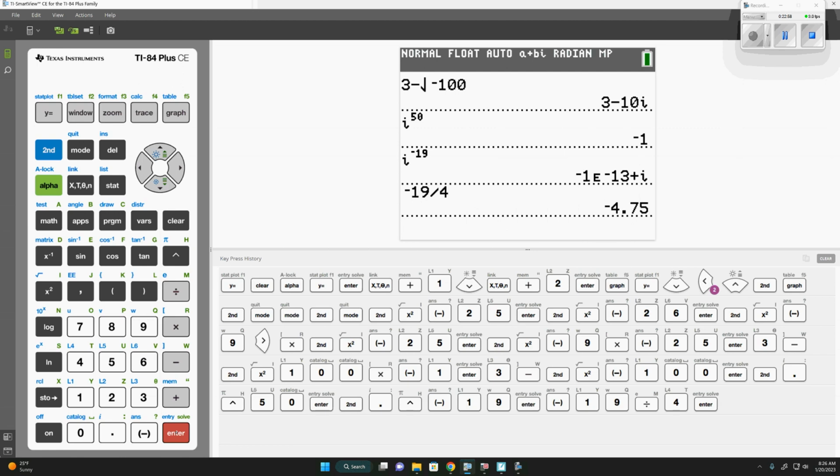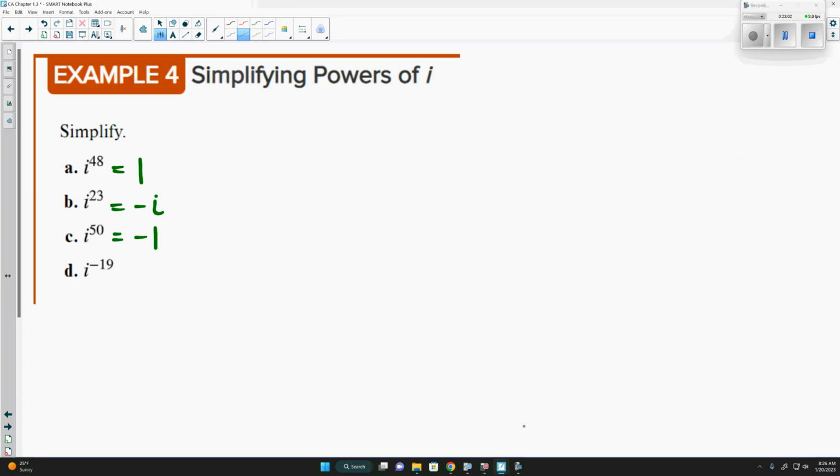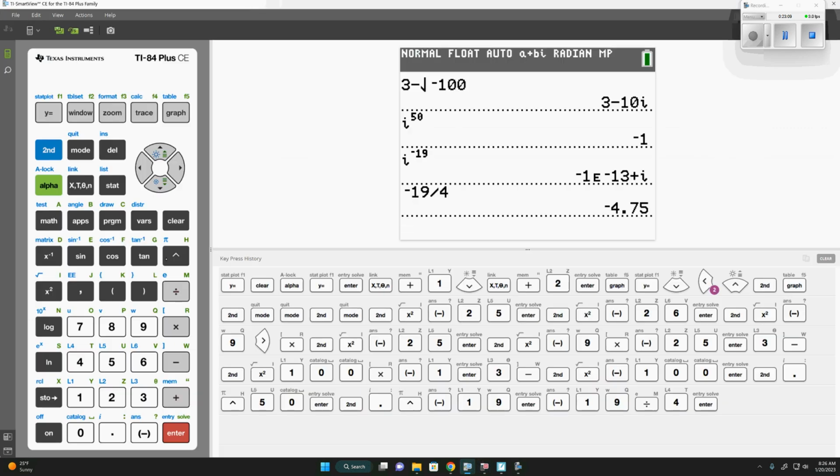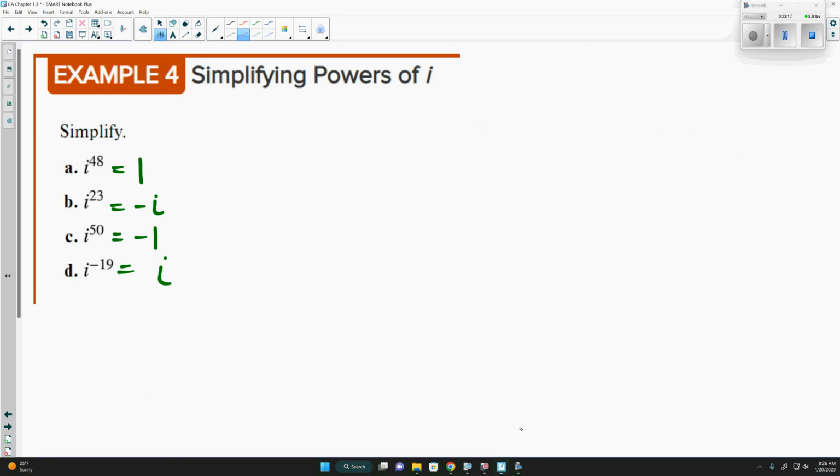This is the first time I've seen them actually use negative powers for these here, so it's a little bit different. Well, wrong calculator. 0.75 is supposed to be negative i, yes? Yeah.